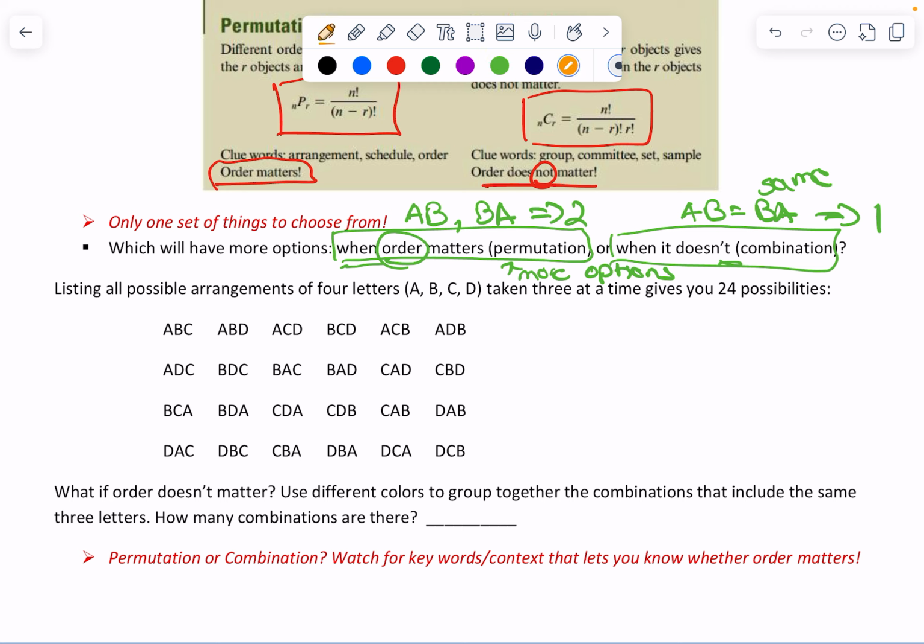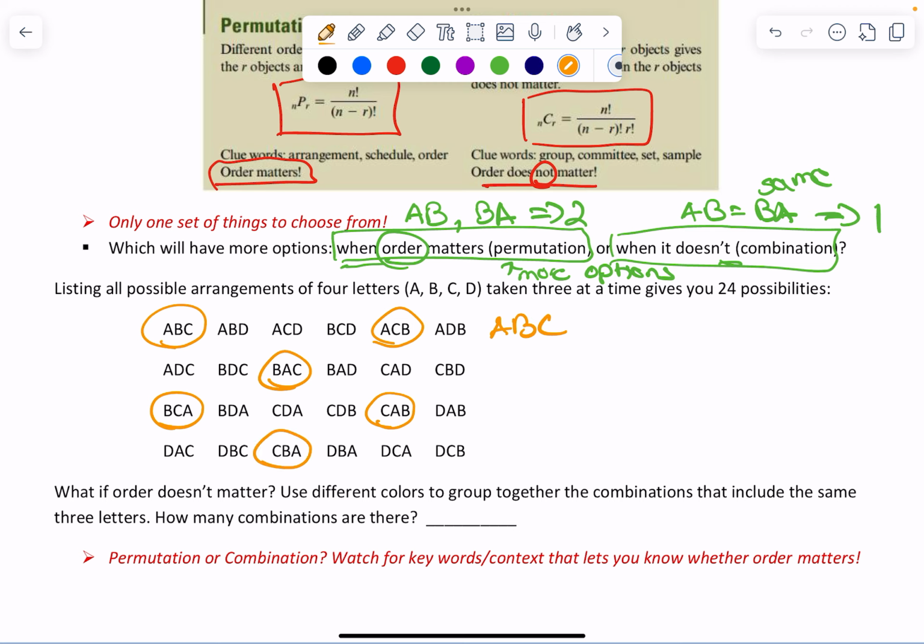We're going to start with A, B, C. So we have ABC here, ACB, BAC, BCA, CAB. All of these have the letters ABC, and then we've got CBA. So those are all ABCs.